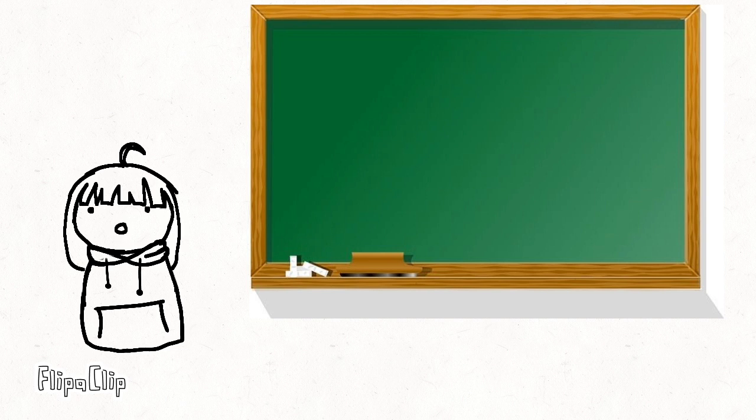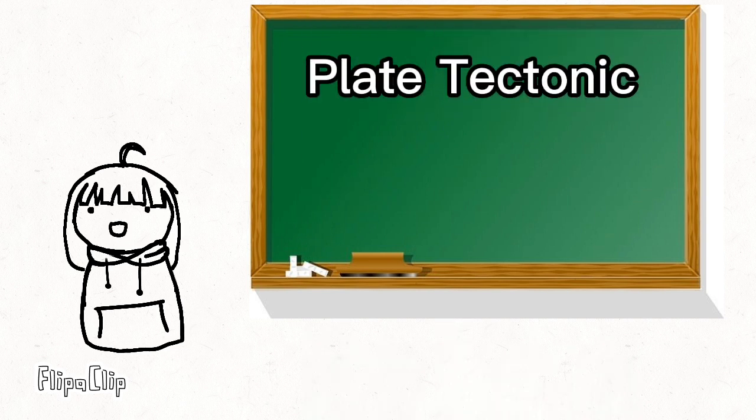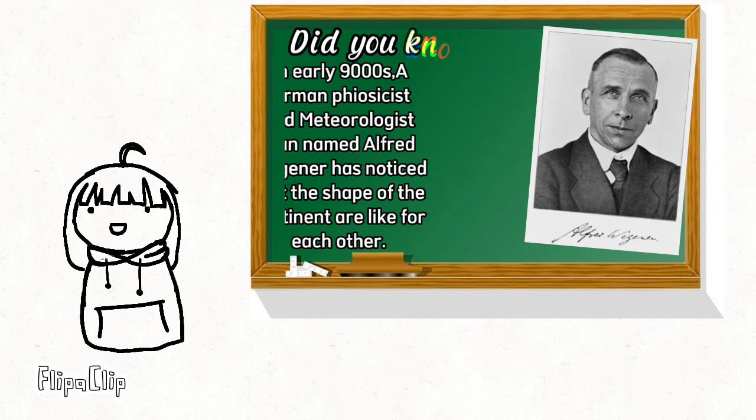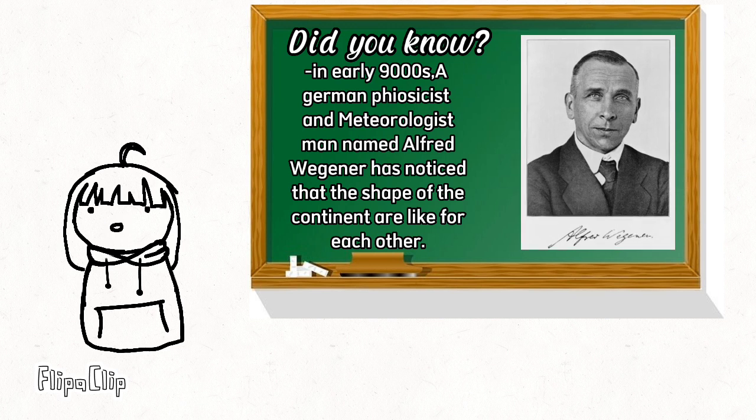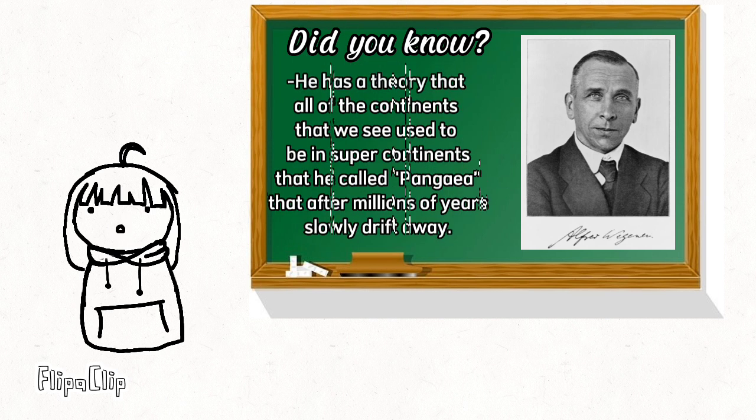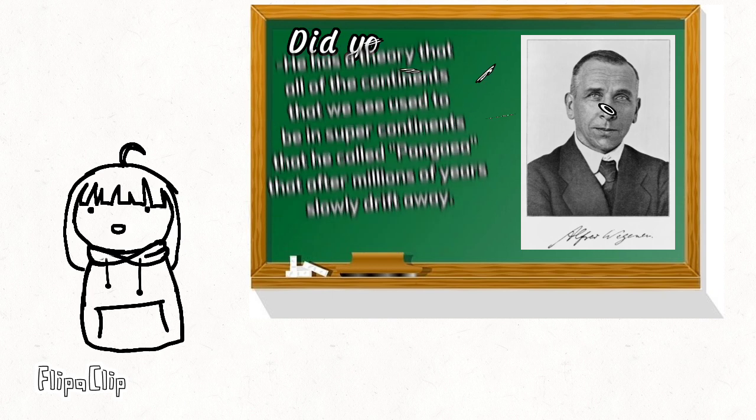Today we will be learning about plate tectonics. Let's start. Did you know that in the early 1900s, a German physicist and meteorologist named Alfred Wegener noticed that the shapes of the continents fit each other? He had a theory that all of the continents that we see used to be in a supercontinent that he called Pangaea, that after millions of years slowly drifted away.